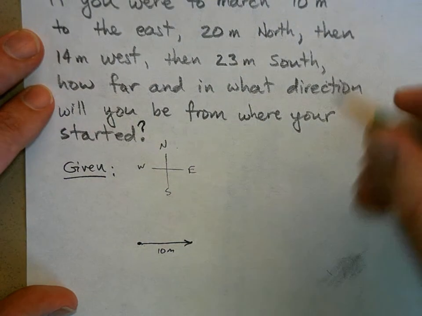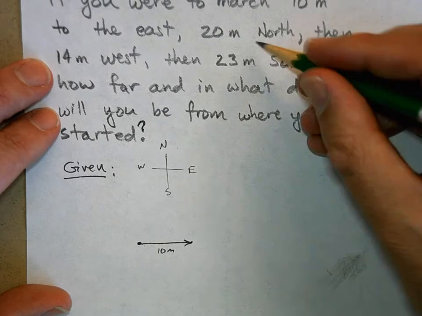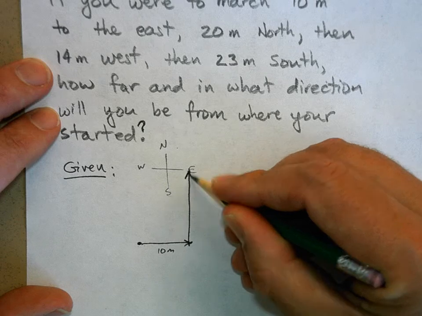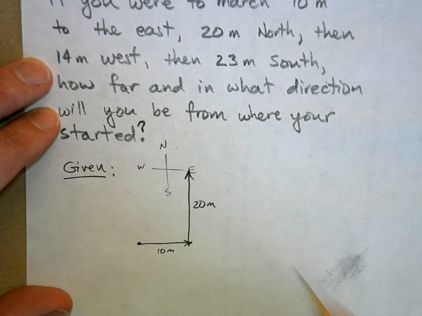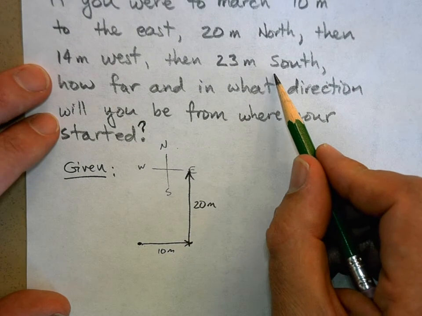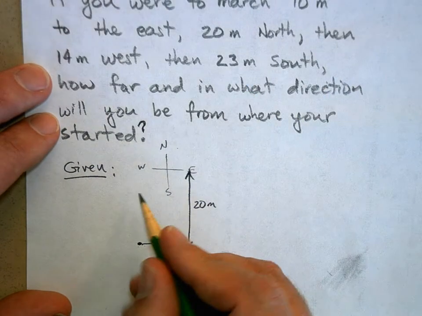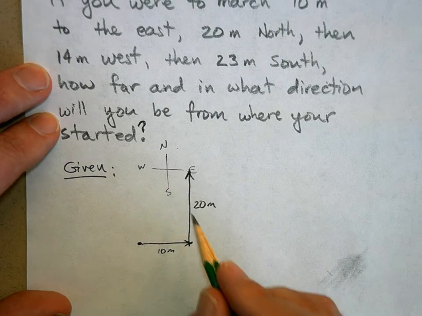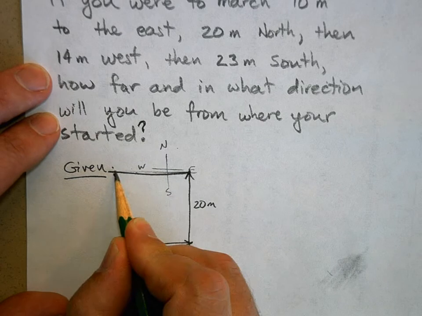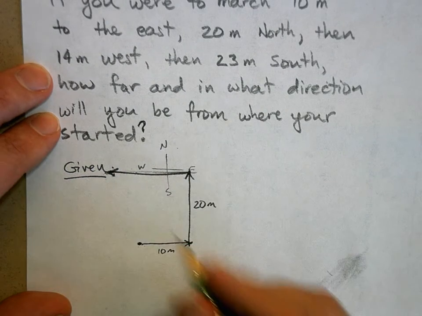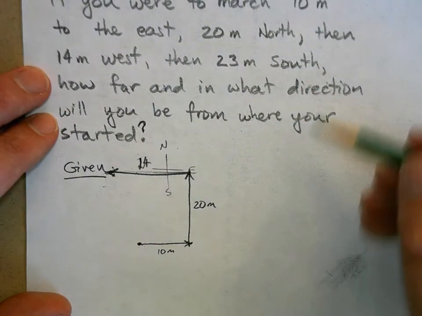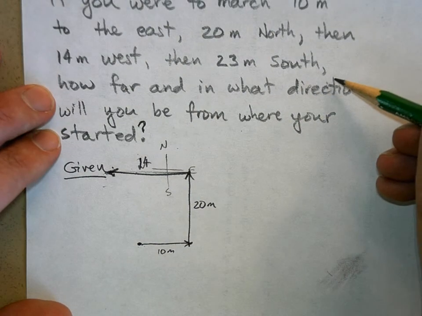And then from here, you're going to march 20 meters north. So that'd be twice as long. So there's 20 meters. And then we're going to go 14 meters west. Oh, I didn't plan this very well, did I? 14 meters, well, this is 10, be 4 more. Be right there. So there's 14 meters. And then, and I think I drew it a little too long. And then 23 meters south.